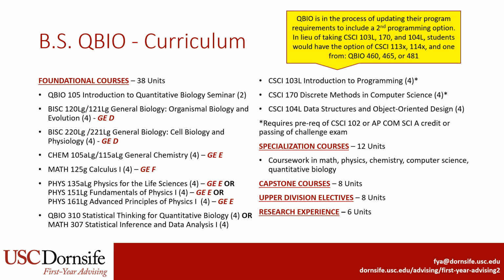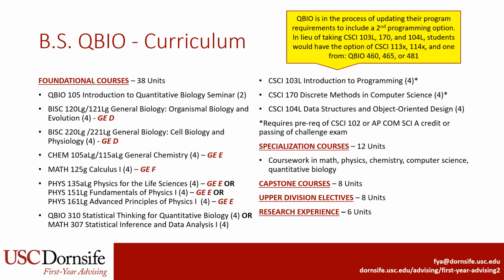Outside of the foundational coursework, students will take 12 units of specialization coursework. These include classes in chemistry, math, physics, computer science, or quantitative biology. For students interested in pre-health, specialization courses will likely include some of the other pre-health prep courses that aren't strictly required for the major, but are options in the specialization area.